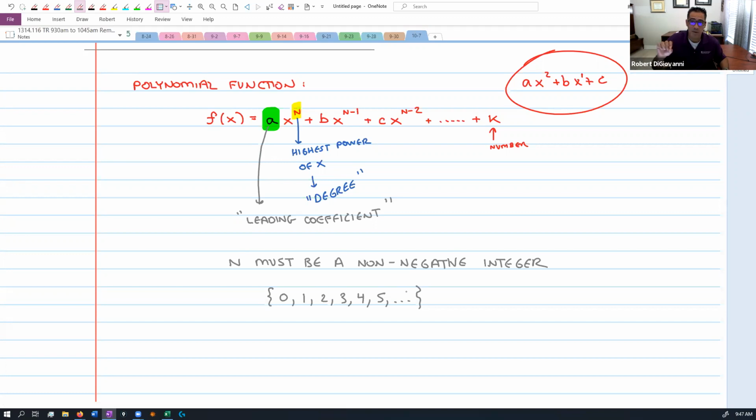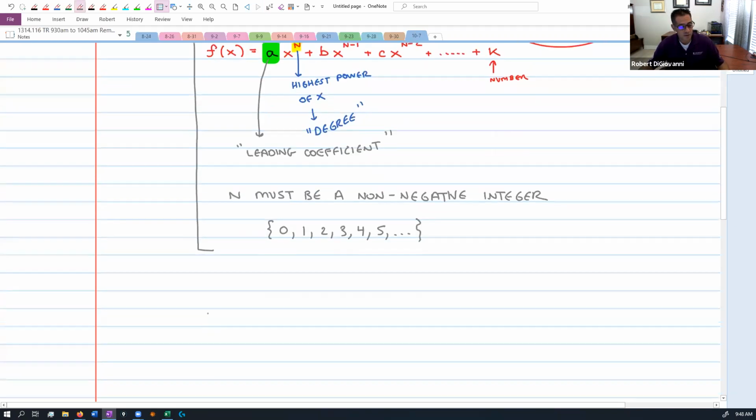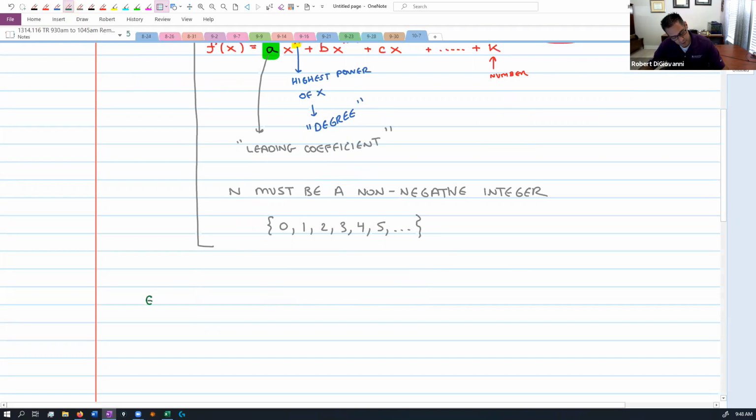Those have to be nice numbers. You cannot have fractions as a power. You cannot have decimals or negative numbers as a power. So they have to be 0, 1, 2, 3, 4, 5, however high you want to go, you can go. All right. So that's the general idea here of a polynomial. Let me give you some specific examples. All right. So as examples, let's look at our first one here.